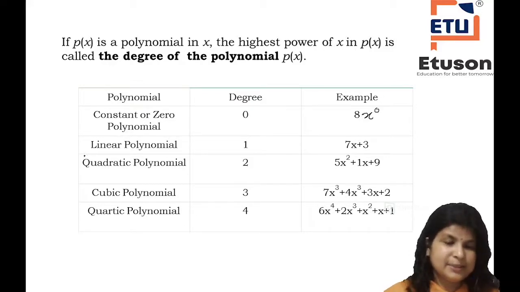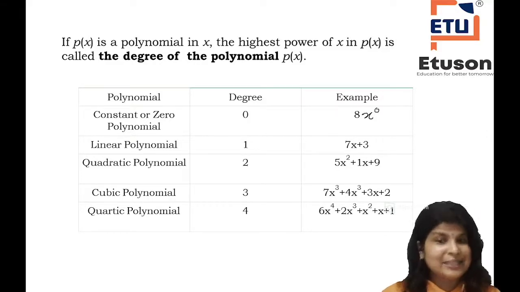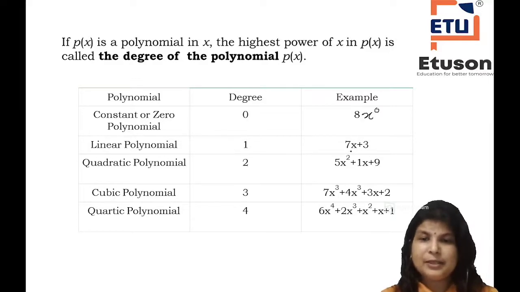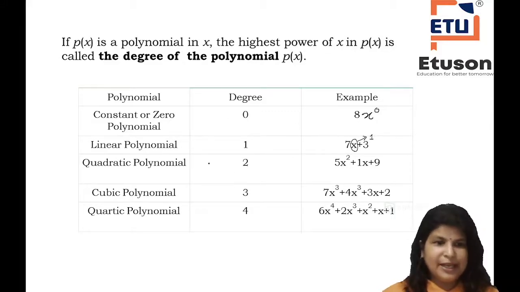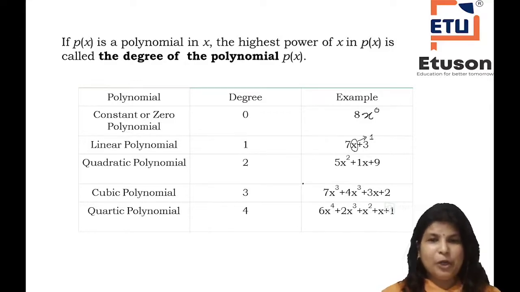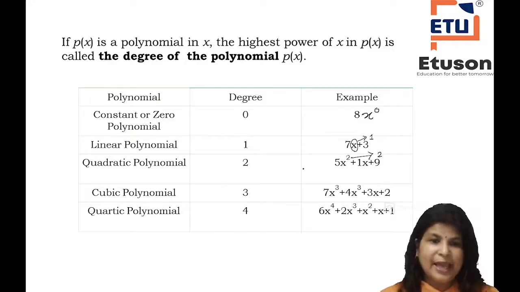Then the next type is linear polynomial, where the variable has highest power 1. For example, you have 7x + 3. So what is the power of x here? The power of x here is 1. Hence the degree of the polynomial is 1. Correct? Then comes quadratic polynomial. Look at the example here: 5x² + 1x + 9. What is the highest power of the variable here? It is 2. Hence the degree of the polynomial is 2.